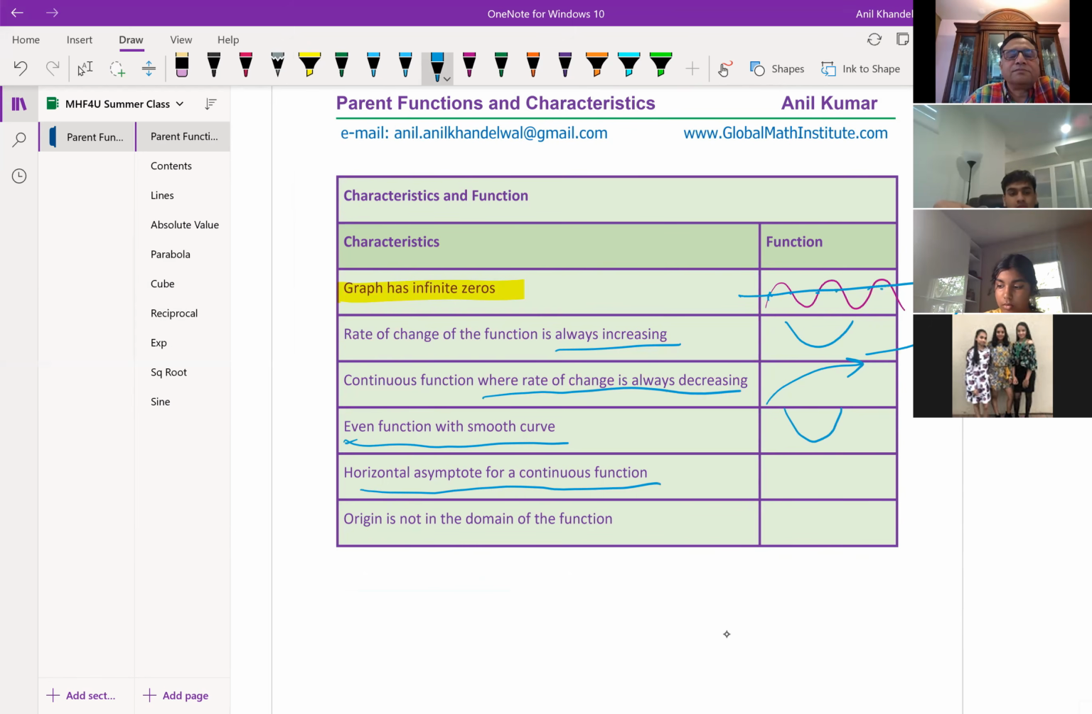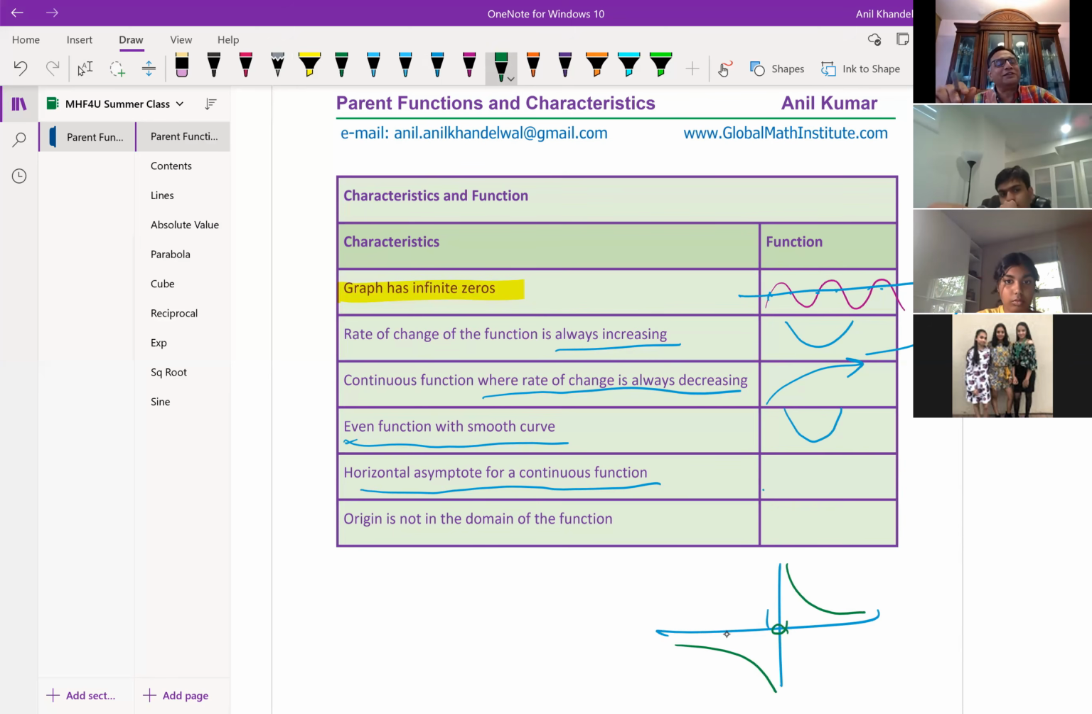Absolute. No. Is it 1 over x, reciprocal? No, it is discontinuous. 1 over x is discontinuous, correct? So which one is continuous and which has a horizontal asymptote? Wait, how is a reciprocal discontinuous? See, if you want to sketch it, it is discontinuous at 0, correct? Then you break it. It is discontinuous at 0.